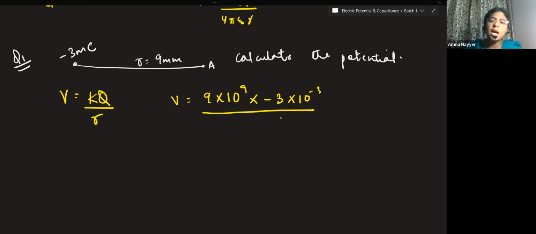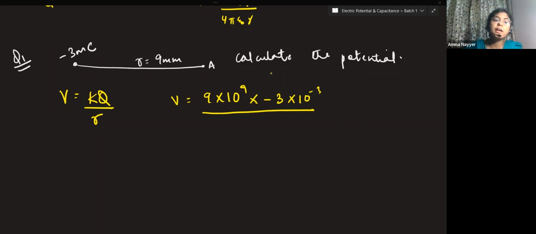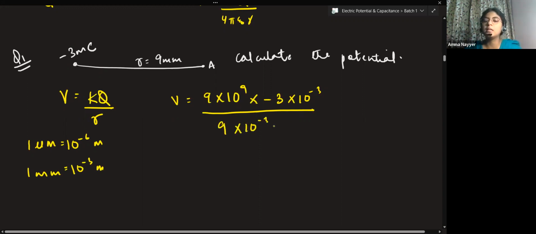Yes, Samira, what is the value of small r that I should take? This separation. 9 into 10 raised to minus 6? Again, not 6. Why are you all forgetting? 1 micrometer is equal to 10 to the power minus 6 meter. If you have 1 millimeter, that is 10 to the power minus 3 meter. So this will be 9 into 10 to the power minus 3 meters only.